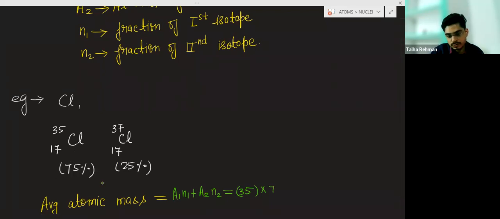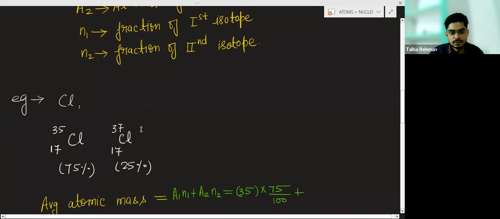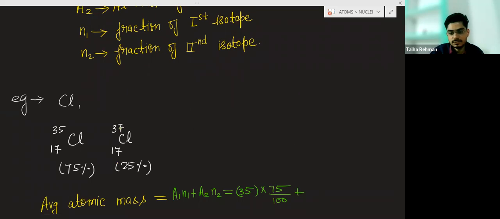So 35 multiplied by 75 divided by 100, plus this mass 37 multiplied by 25 by 100. When you calculate this, you will get 35.5 AMU.